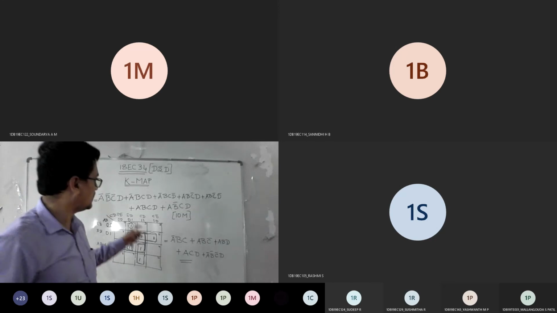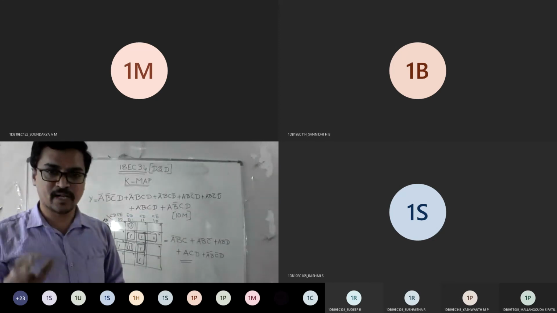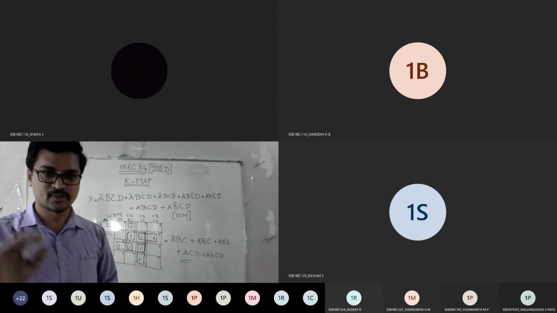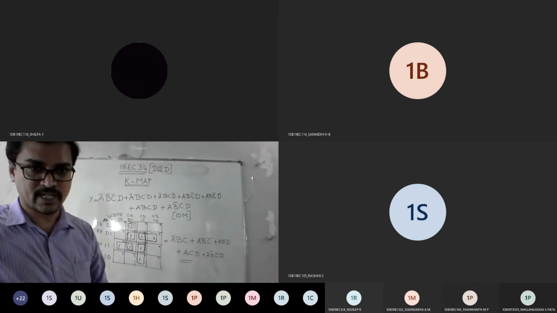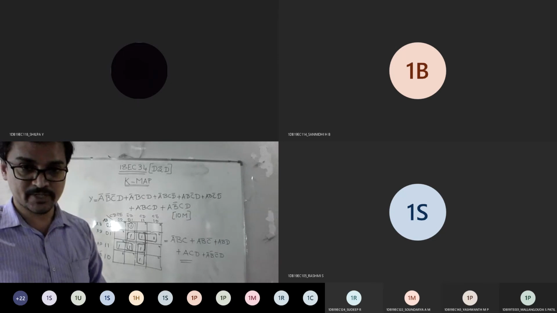So instead of giving an equation for you, they will give a truth table. So from that truth table, they will mention which output is 1. Shall I proceed?